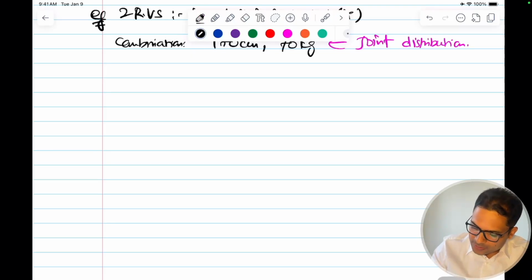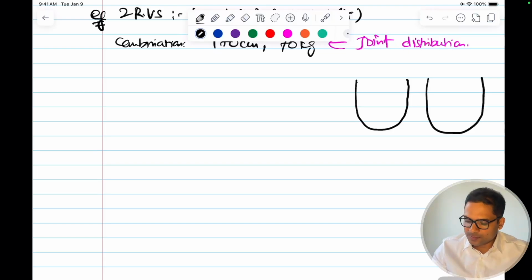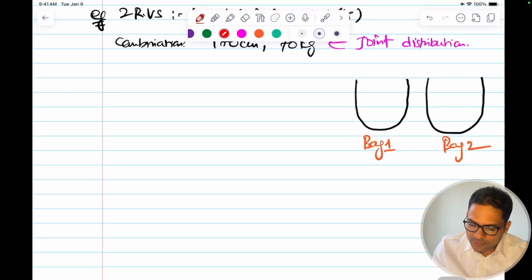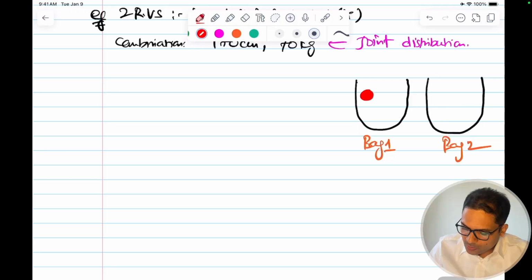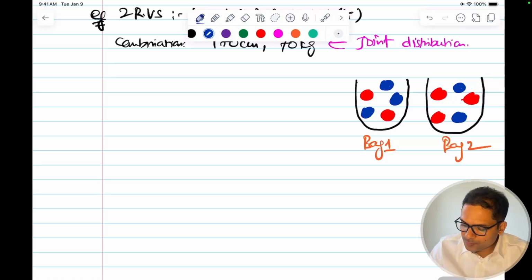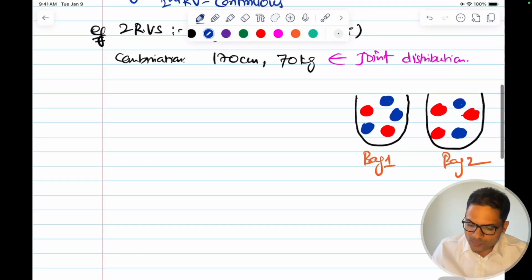So there are 2 bags, one bag, second bag. So this is, say for example, bag 1, this is your bag 2, and what do they have? The first one has 2 red balls, and the second one has 3 red balls, 1, 2 and 3. And the first one has 3 blue balls, and this has only 2 blue balls. Okay, this is my setup.